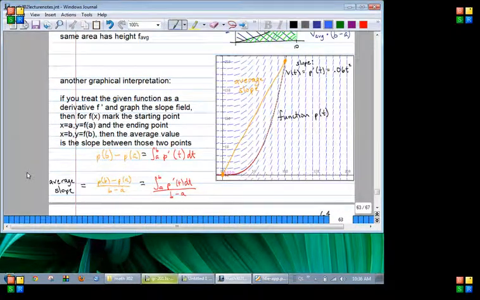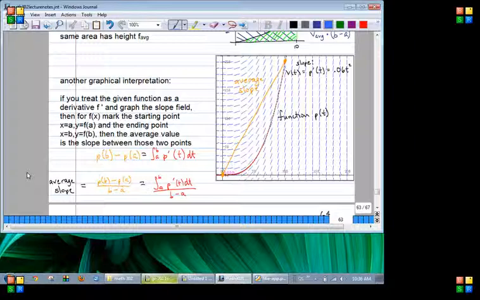Okay. So we said the other way to represent integrals is to think of the function that we're given as a derivative. Then you graph a slope field, and then the function is just a solution in that slope field. So what do we have here? Here's the slope field. The slope field is velocity, and here's why I chose velocity, because we know it's the derivative of position.